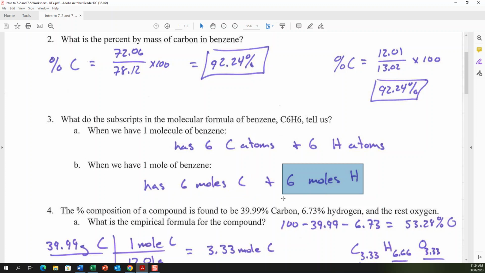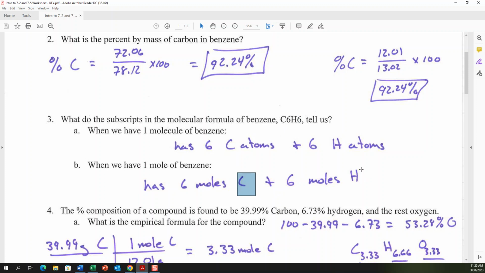And so the key to this part of the question is I want you to understand that the subscripts in a formula tell you the moles of each element. So if you assume 1 mole of the compound, then the subscripts tell you how many moles of that particular element you have. So in benzene, if I had 1 mole of benzene, I have 6 moles of carbon. And I also have 6 moles of H, hydrogen.